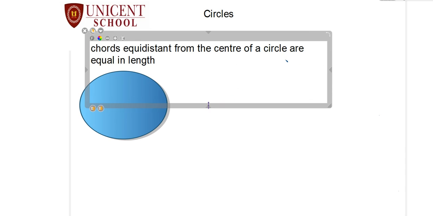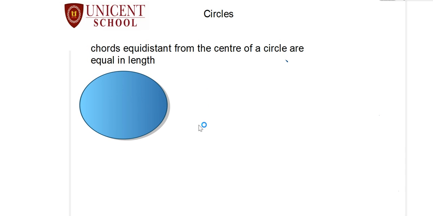So for this, let us take a circle and do a little construction to proceed with the proof. Let us draw the chords and name them AB and CD. Take a center O and join OX and OY.